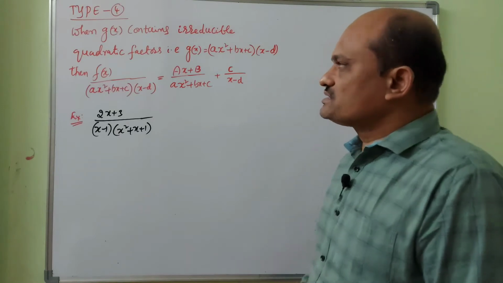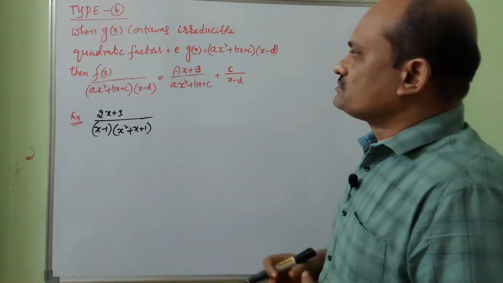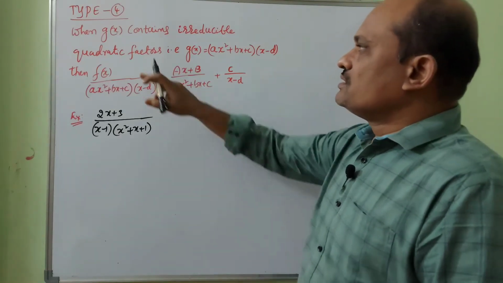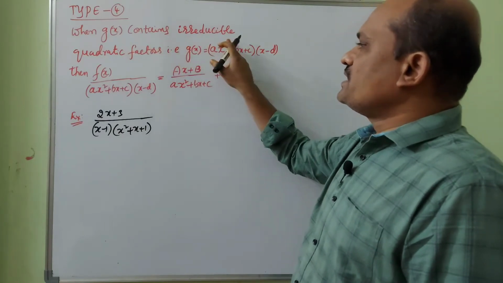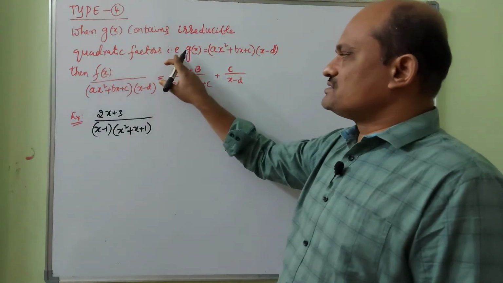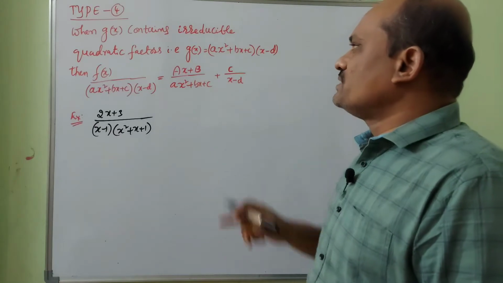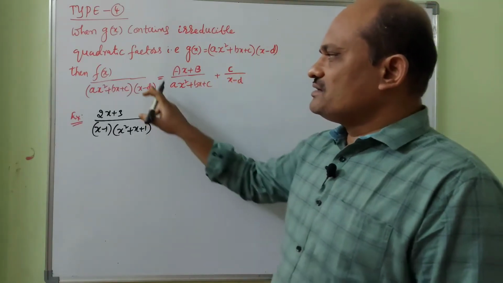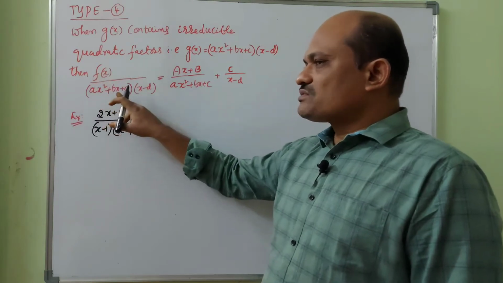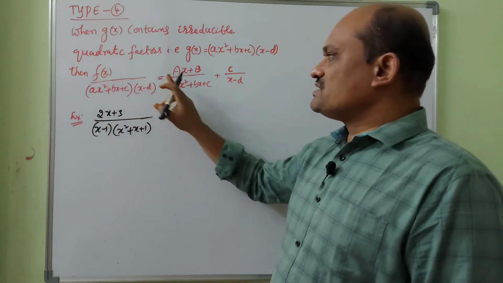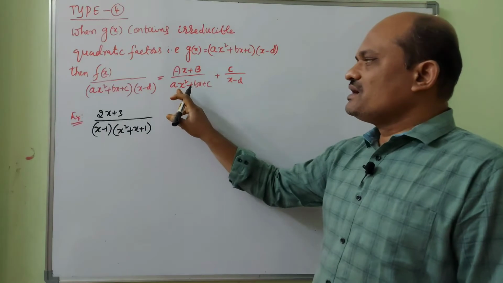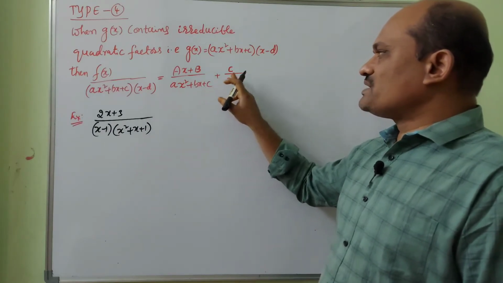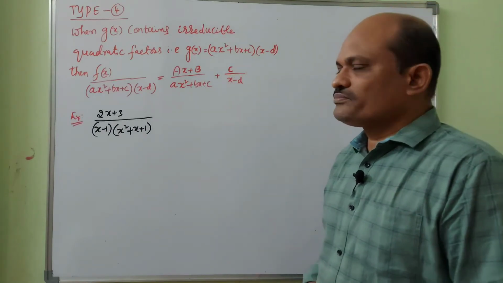Students, now we are going to discuss type 4 partial fractions, when g of x contains irreducible quadratic factors, that is g of x equal to (ax square plus bx plus c) into (x minus d). Then f of x by (ax square plus bx plus c) into (x minus d) equals (ax plus b) by (ax square plus bx plus c) plus c by (x minus d).